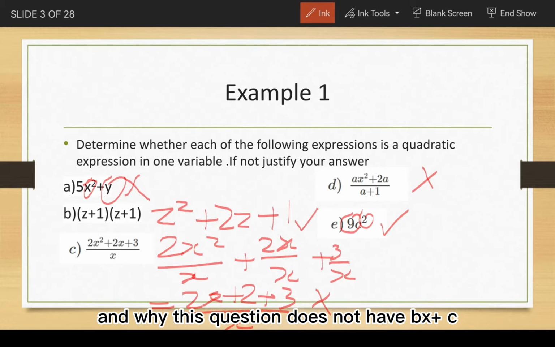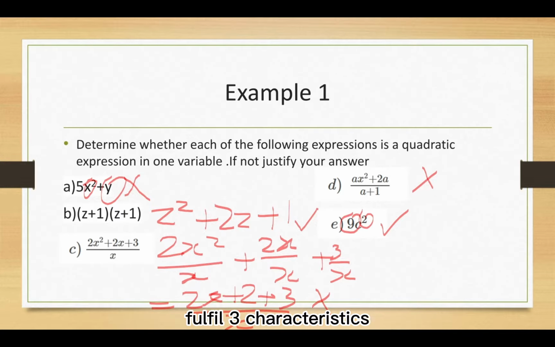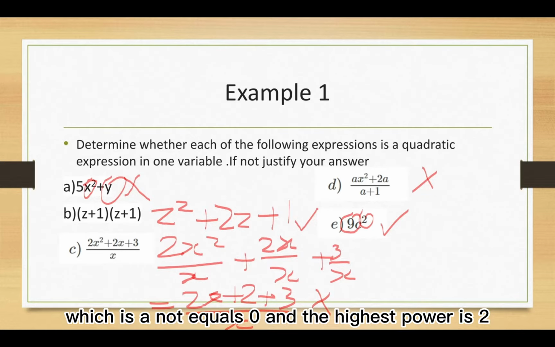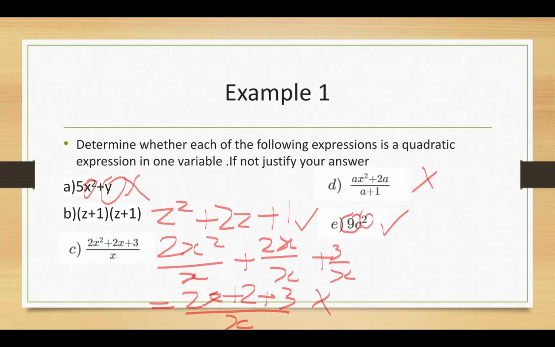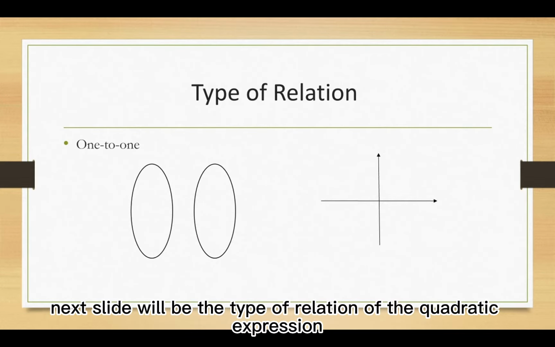And why does this question not have bx plus c? The answer is still yes, because as long as this question fulfills the three characteristics, which are a not equal to 0, the highest power is 2, and only one variable, so this will be a yes answer. Okay, next let's proceed to the next slide. The next slide will be the types of relation of the quadratic expression.